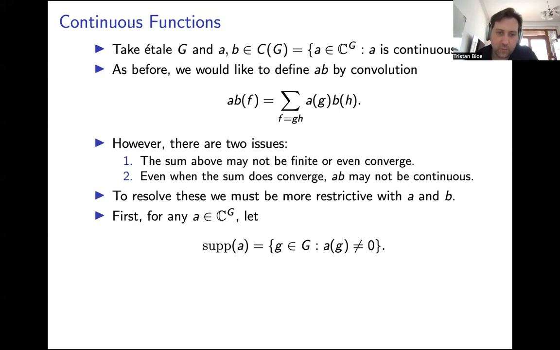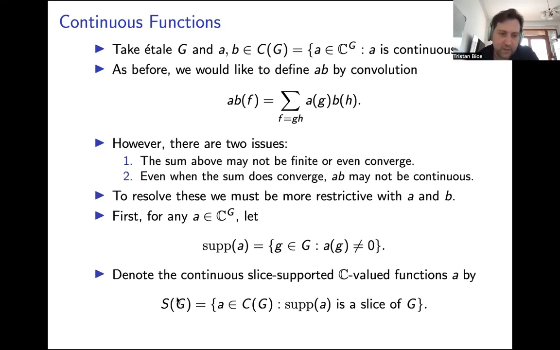To be more precise about how we're going to restrict these, let's define the support of, at the moment, an arbitrary function from G to complex numbers. The support is, as you expect, just all those elements in G which are not mapped to zero by our function A. So instead of looking at C of G, I'm going to look at what I call S of G, which is exactly all those continuous functions from G to complex numbers, such that the support is a slice of G. So this is much more restrictive.